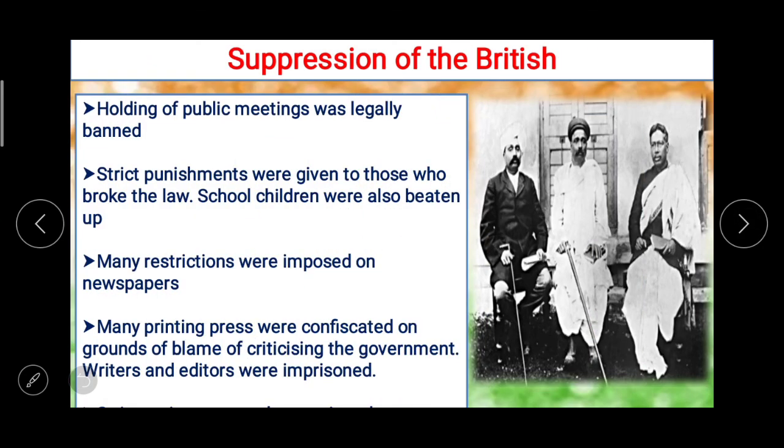Suppression of the British. The differences between the ideologies of Indian National Congress rose to great extent, and because of all these things, after anti-partition movement, the government was disturbed looking at the influential public protest, and that's why holding of public meetings was legally banned. Strict punishments were given to those who broke the law. School children were also beaten up.